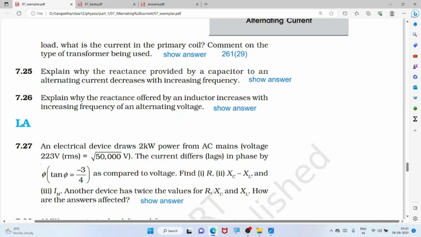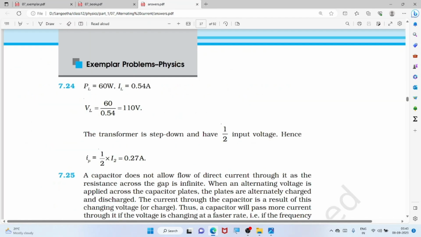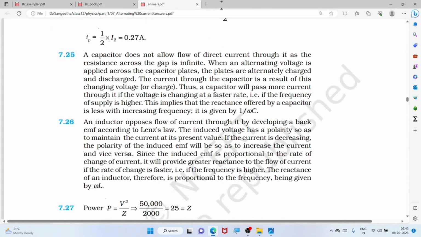Explain why the reactance offered by the capacitor to an alternating current decreases. This is based on the XL and XC formulas, 25 and 26. The capacitor does not allow the flow of current through it, as the resistance across the gap is infinite, because for DC it will be infinite resistance for the capacitor, because for DC the frequency is 0, and 1 by 0 is infinite. When an alternating current is applied across the capacitor, the plates are alternately charged and discharged.